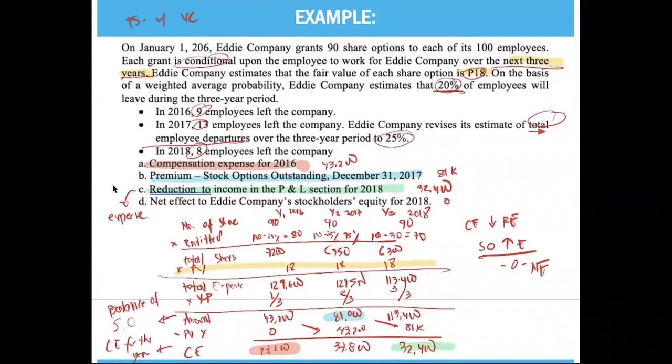Why zero? Because, as I told you, the compensation expense is 32,400. So you will entry compensation expense 32,400, and then share options outstanding 32,400. Compensation expense will decrease RE, therefore decreasing shareholders' equity. Share options outstanding will increase APIC, therefore will increase shareholders' equity. The same amount of increase or decrease will have no effect.